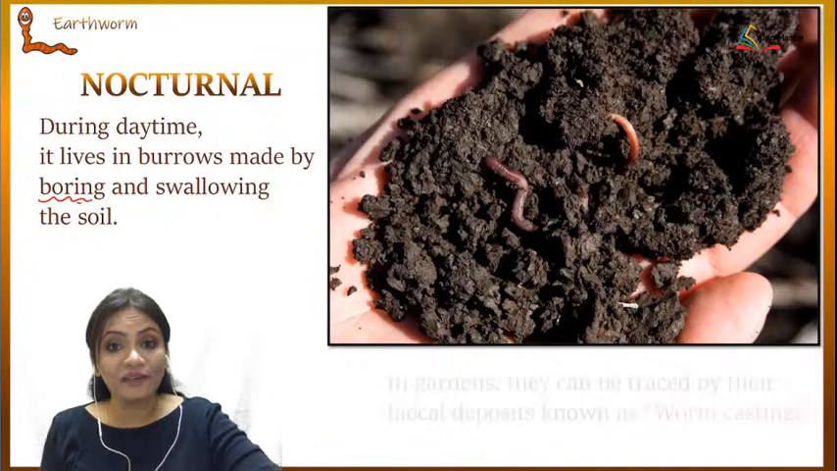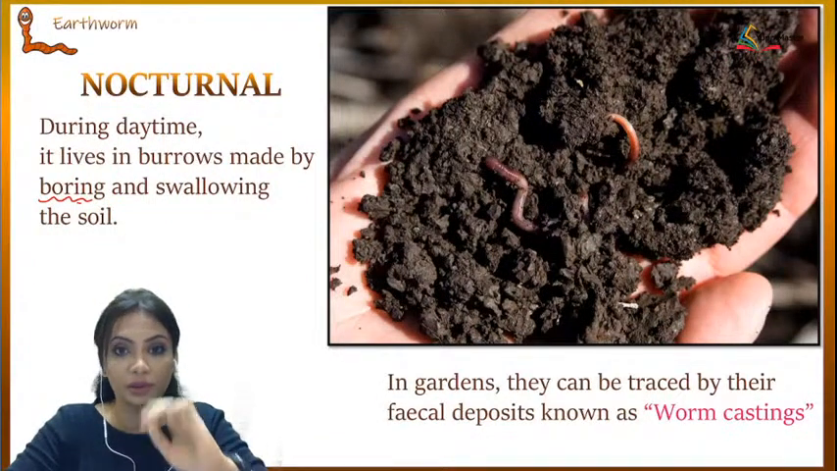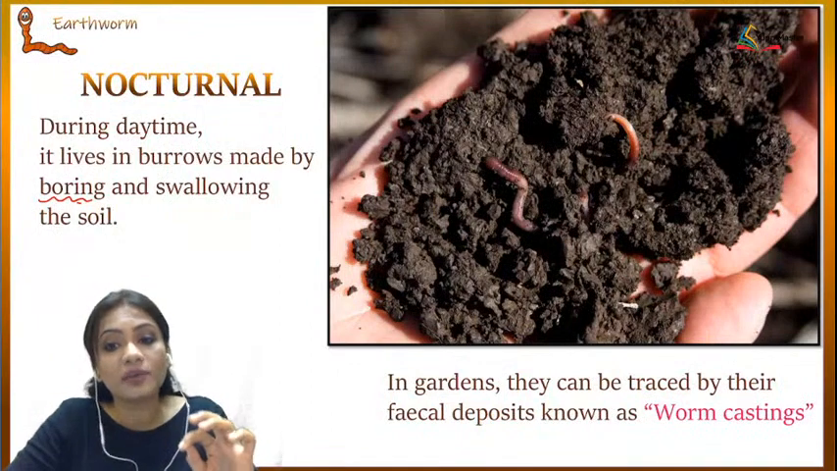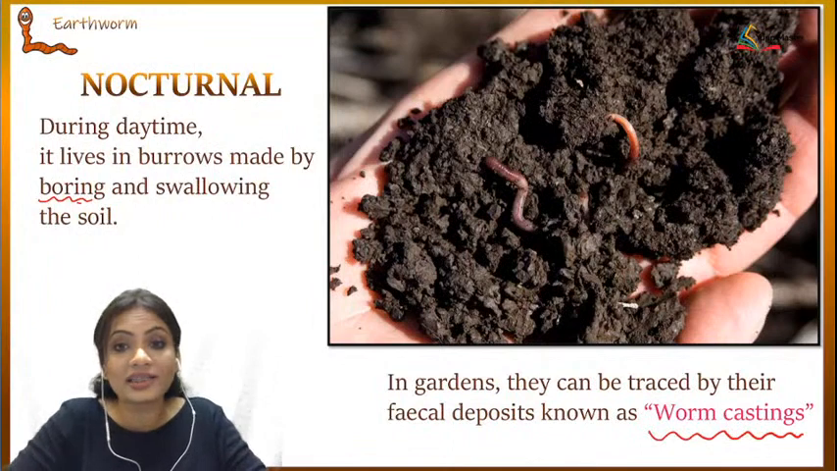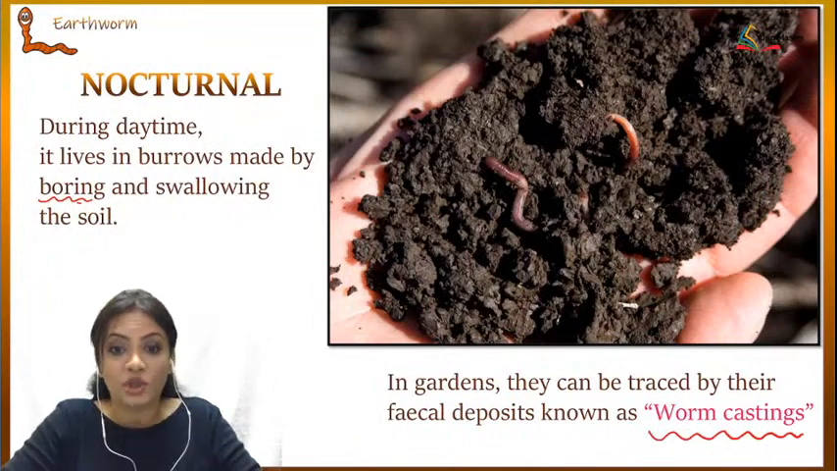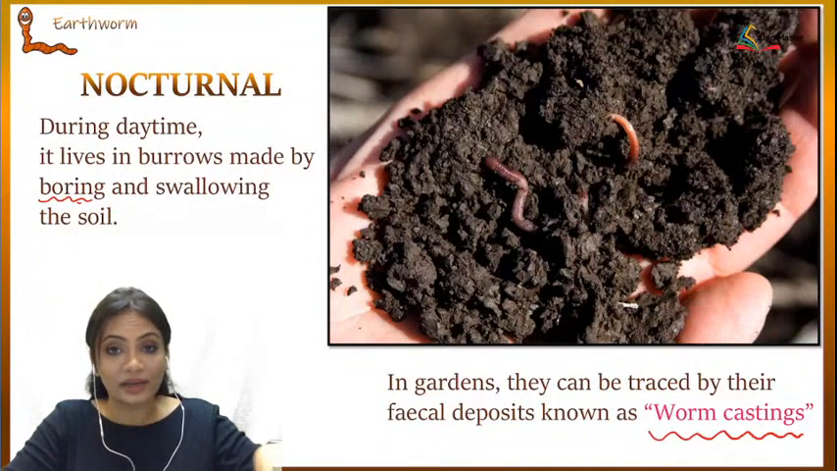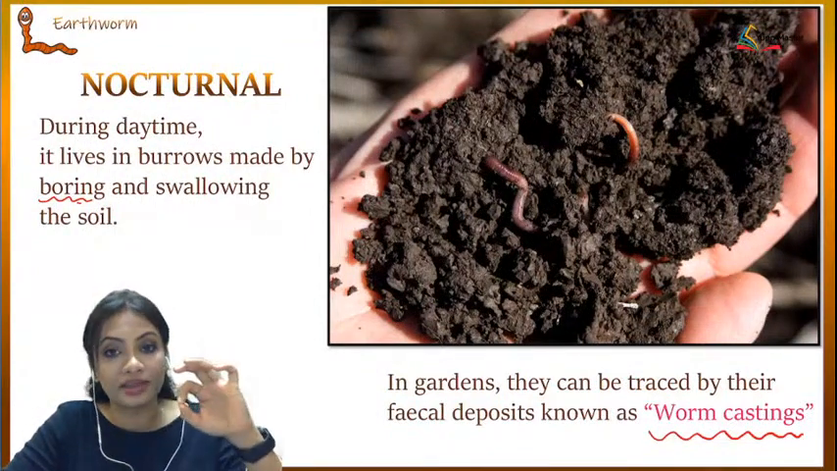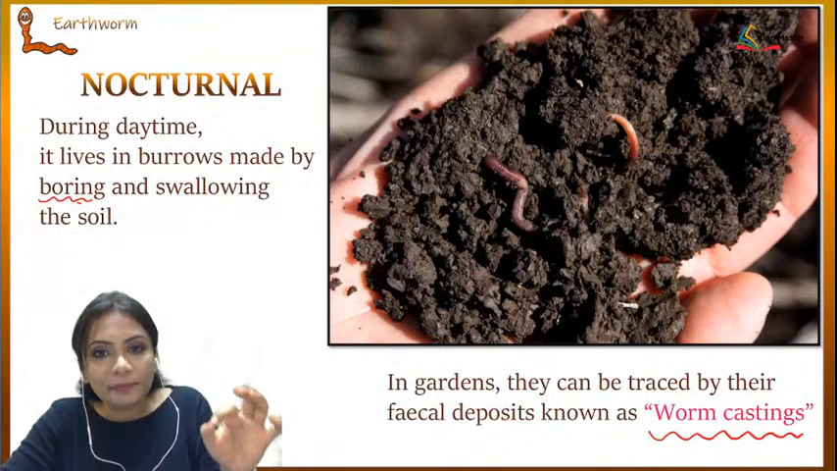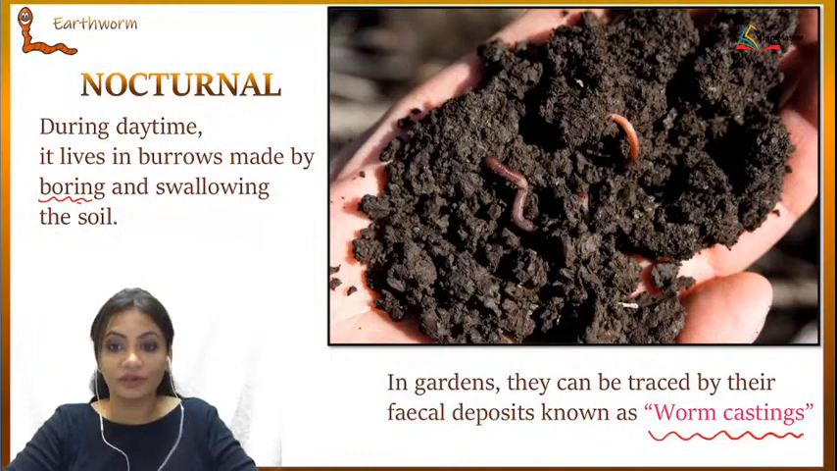Well, that fecal matter that comes out of the anus of these earthworms is going to be called worm castings, okay. What are they called? They are called worm castings. So in gardens, how do we find that there is an area where earthworms are present? It can be found by the presence of the fecal deposits of these earthworms, and these fecal deposits of the earthworms are called worm castings.